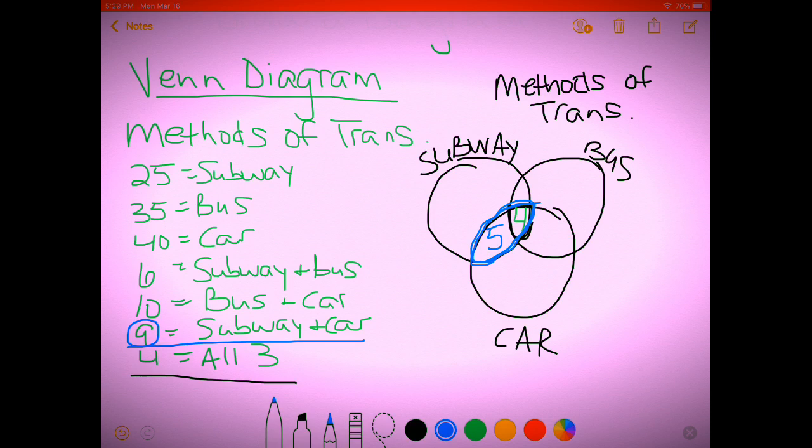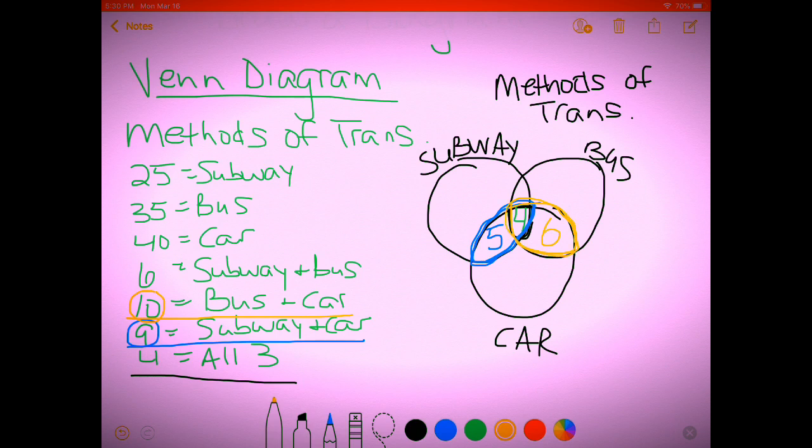Let's look at another group of 2. If we go to the next one, bus and car, they intersect right here in this football shape. And in that football shape, we should have 10 people. Again, we already have 4 that were the intersection of all 3. So what's left to go in that football shape to make a total of 10 would be 6.